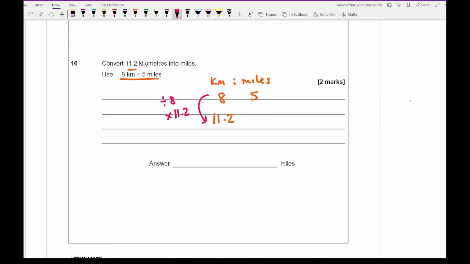Now I'm going to do these 2 instructions on the other side. So I'm going to take 5, divide by 8, then multiply by 11.2, and if I do that on my calculator, I should end up with an answer of 7.